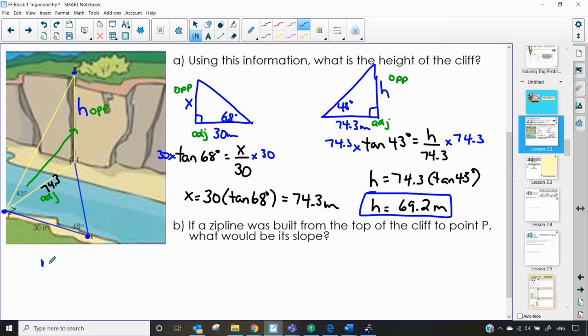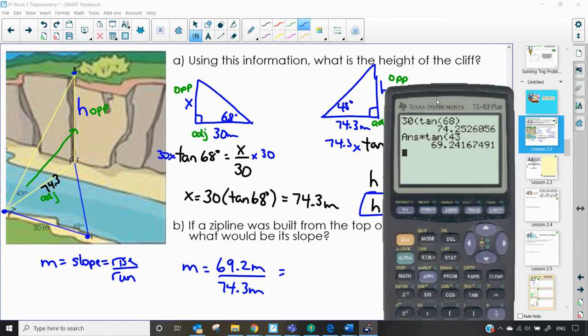We want to figure out the slope of that line. Well, remember from our previous unit, M is slope and slope is rise over run. So if slope is rise over run, that's going to be our height divided by our horizontal distance. So M is going to be 69.2 meters divided by 74.3 meters. And we'll put that into our calculator.